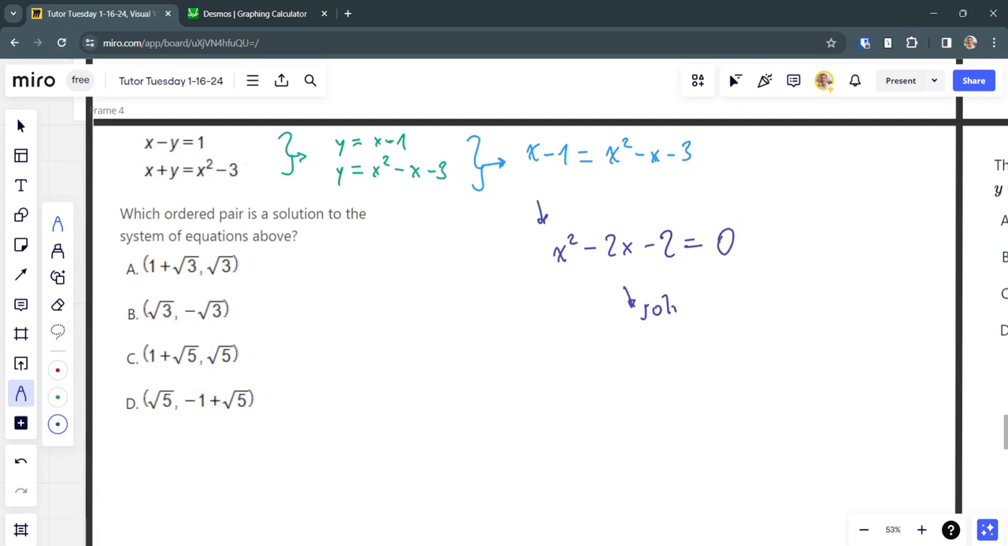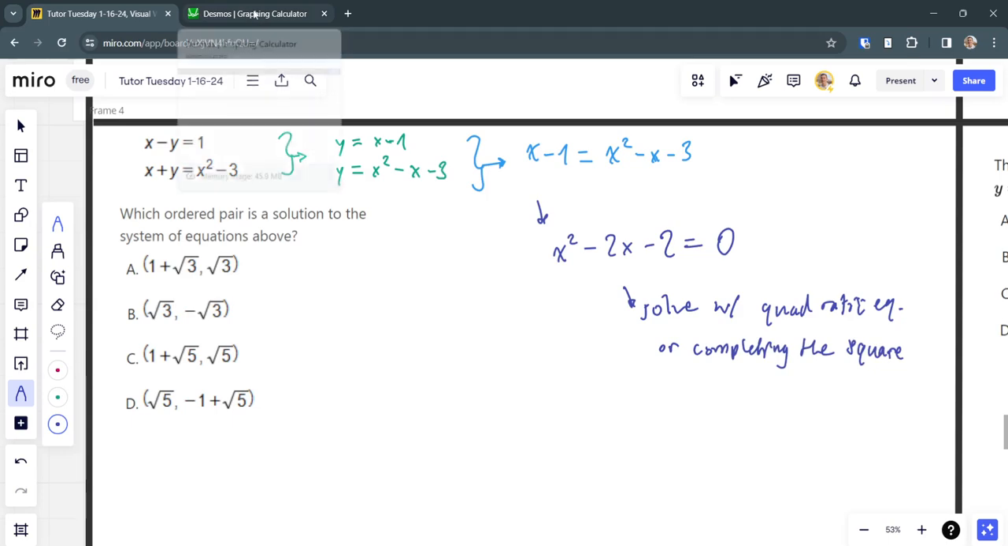And then you can solve using the quadratic formula, or probably completing the square. Actually, completing the square would be a pretty easy way to do it. But let's say you didn't know all that, you didn't want to do all that math.